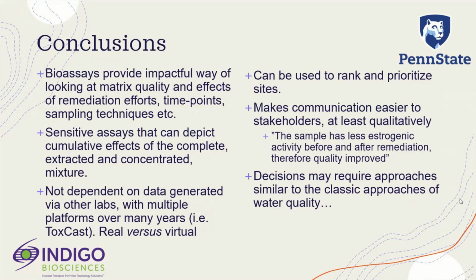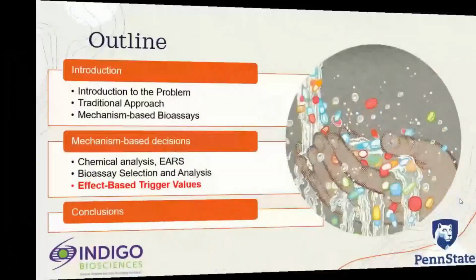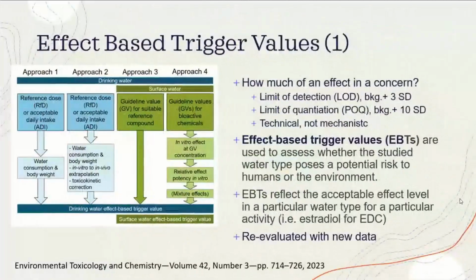So you can make some decisions, but sometimes it's difficult to say how much of an effect is enough. Just the fact that you can detect activity, at what level do you start to actually make decisions and take action? And that's where the effect-based trigger values come in. And again, this is how much of an effect is the concern.